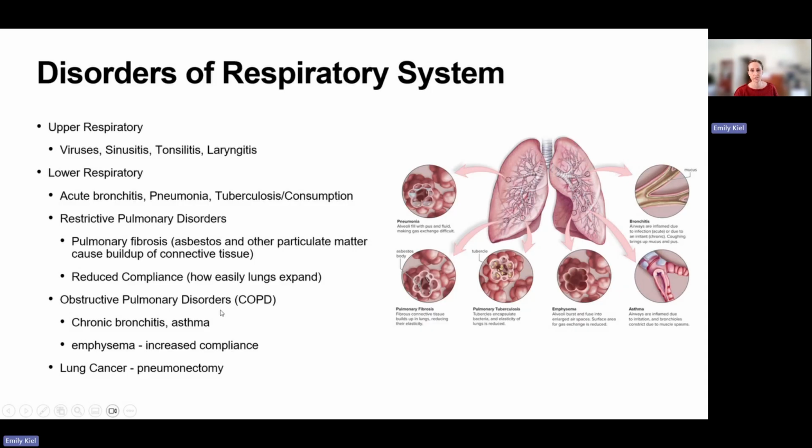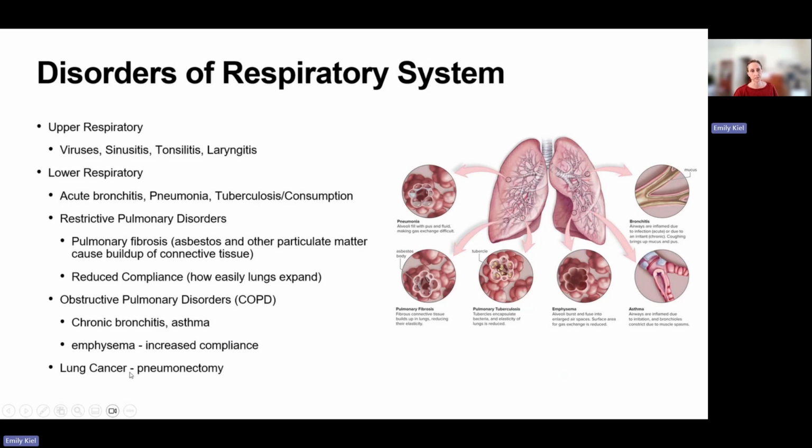We've got obstructive pulmonary disorders. So these are things like chronic bronchitis or asthma. This is where you are not able to get air where it needs to be, either because there's infection there, or the airways are narrowed. And then you can also get emphysema. And emphysema actually seems strange because you've got increased compliance, which you think would help, but the problem is the alveoli are bursting and fusing into these big spaces, and because they are bursting, you don't have as much surface area, and so you can't exchange as much gas.